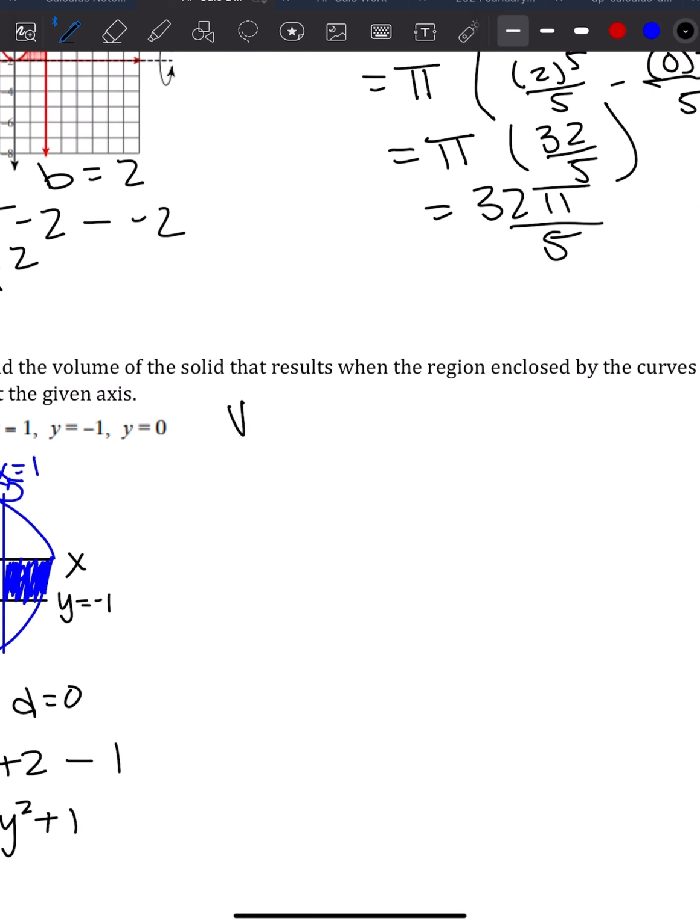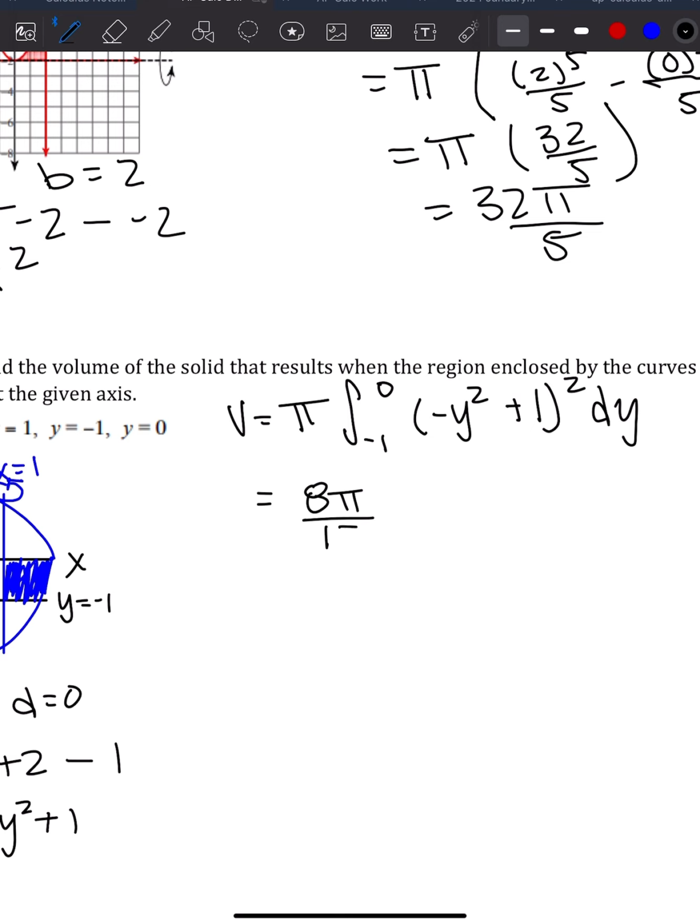So our volume is equal to pi, the integral from negative 1 to 0 of negative y squared plus 1, squared, dy. So pi times the integral from c to d of r squared. Just like the other ones, I can go ahead and multiply this out, so figure out what negative y squared plus 1 all squared is, then integrate it, then plug in our bounds and simplify. If we do, we should get a number that is equivalent to 8 pi over 15.